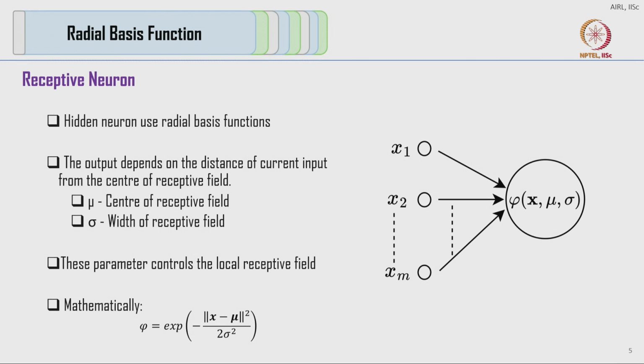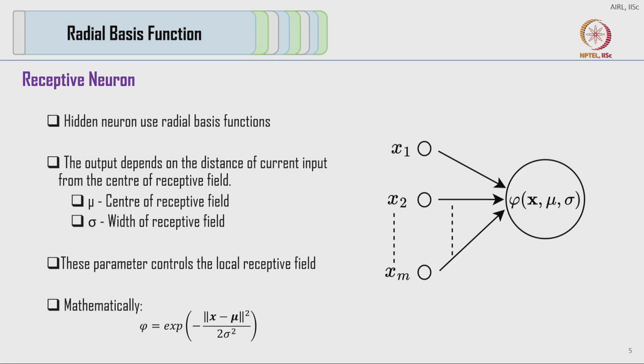The output of this hidden neuron depends on the current input data, which is x1 to xm, and how far the current input is from the center of the receptive field. The center of the receptive field is represented as mu, and the width or the variance of the receptive field is represented by sigma. These two parameters control how the neuron responds to the input space, right?